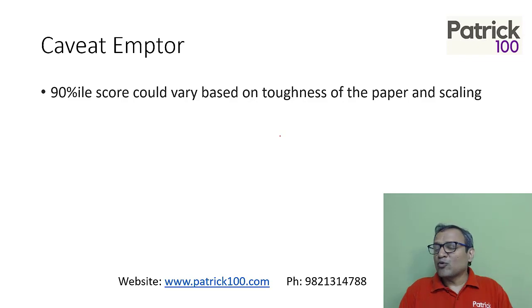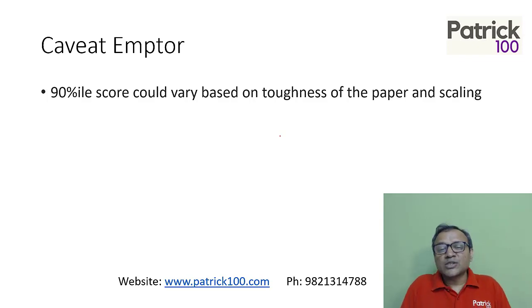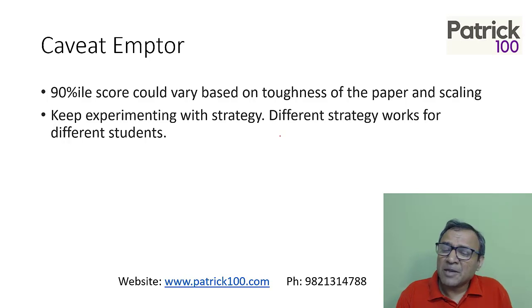I mean, the 90% again could vary based on the toughness of the paper. The paper could be tough, the paper could be easy, and it could vary. So if you're finding the paper tough, attempt fewer questions and get them correct. If you're finding the paper easy, focus on improving your attempts and increasing the number of attempts to get them correct.